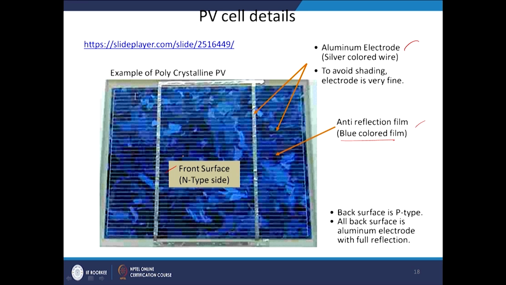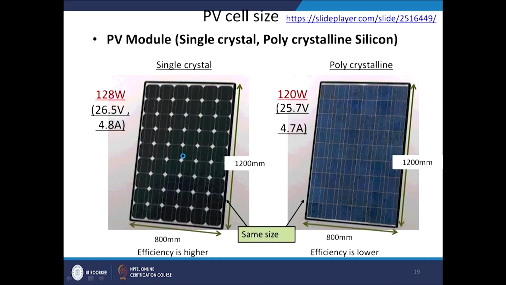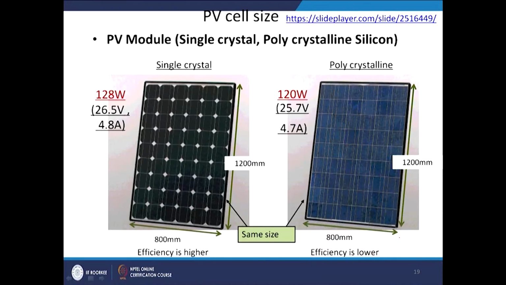The p type side is the back side, the black side, and this is your PV module, one single crystal module, and this is polycrystalline. The single crystal module has more capacity, 128 watt, while this is 120 watt, with both having the same size, but single crystal gives more capacity, as is evident from this.